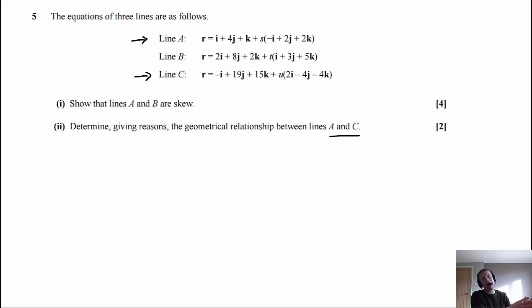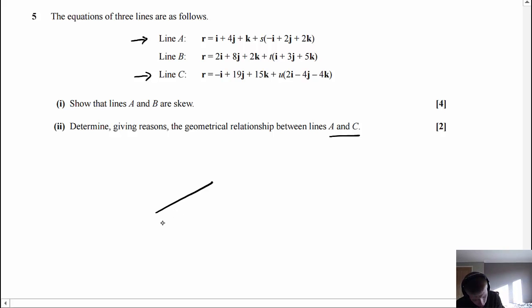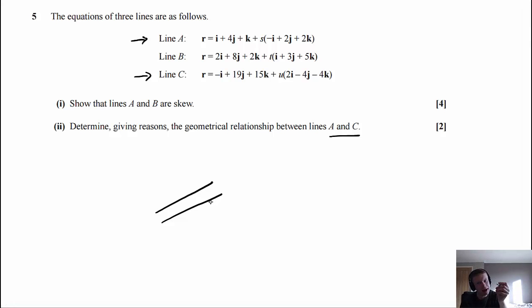I explained all of that in the last video, just to give you a brief overview to make sure we're all on the same page. If they are parallel, it means that we've got this going on. They never meet because they're running exactly alongside each other. And if they're parallel, remember that the direction vectors are the same.